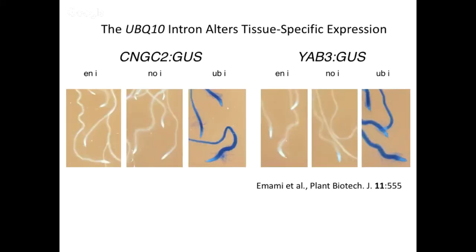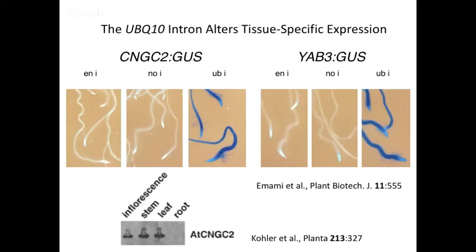And so this just shows results from 2 different genes. So again, these are different Gus fusions here, fusions to different genes. And for each of these, I'm showing you the results from 3 different transgenic constructs. One contains the gene's endogenous first intron, one contains no intron, that intron having been removed, and in this case, the intron has been replaced with that stimulating ubiquitin intron. And the point is that this intron can strongly activate expression in tissues in which those promoters are normally inactive.